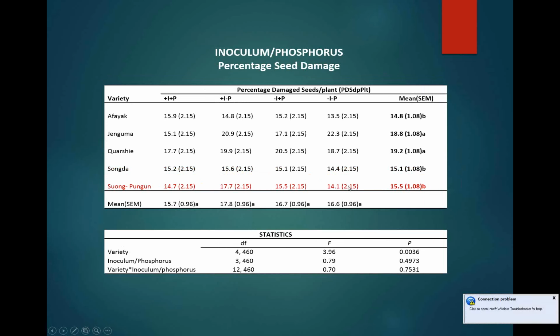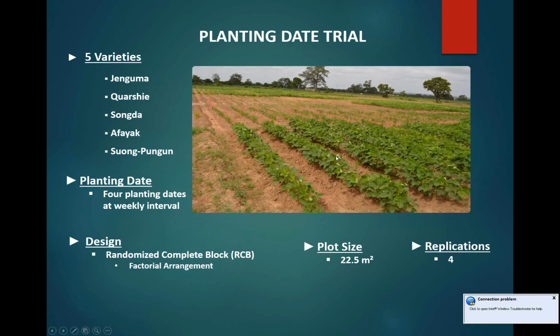Percentage seed damage had no interaction with the treatments, and there was no significant difference in terms of the treatments, phosphorus or inoculum. But the varieties themselves showed significant difference, with the damage coming up highly from Janguma and then Kwashi, with Apayak and Songda not showing any difference.